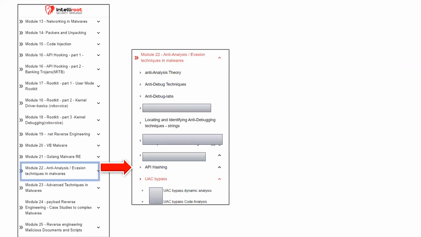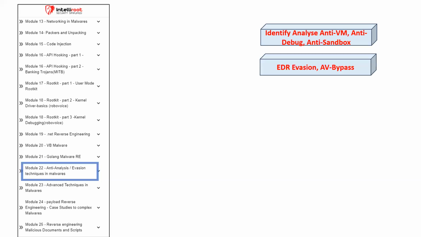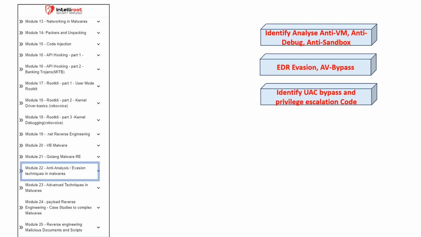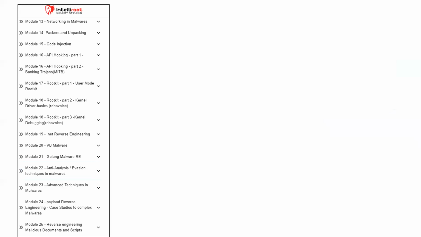Module 22 talks about anti-analysis and evasion techniques seen in malwares. It teaches you to identify and analyze anti-VM, anti-debug, and anti-sandbox tricks in malwares. It will also talk about EDR evasion and AV bypass techniques. It will also teach you about some of the privilege escalation techniques like UAC bypass and token impersonation. If you learn this module, you would be able to identify, locate, and analyze complex anti-analysis techniques in malware and patch them to bypass the malware techniques.